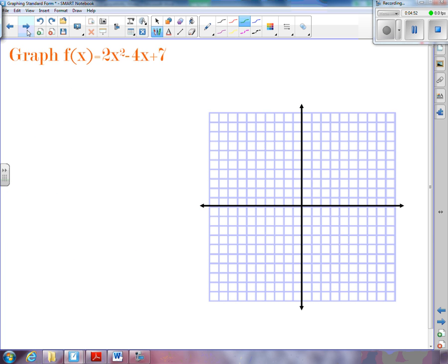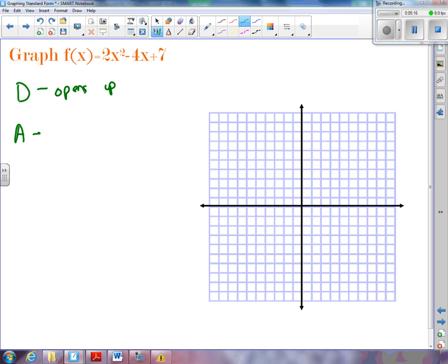Let's do one more example. So now here I have another parabola. It's the same idea. So the first thing I have to do is D. D stands for direction. So I'm looking at my a to figure out whether this parabola opens up or opens down. Because a is a positive number, this parabola opens up.